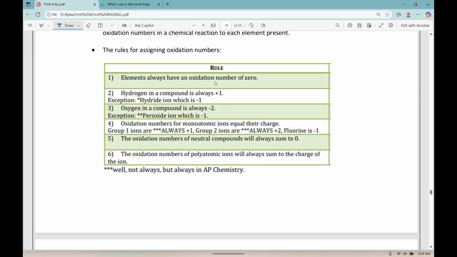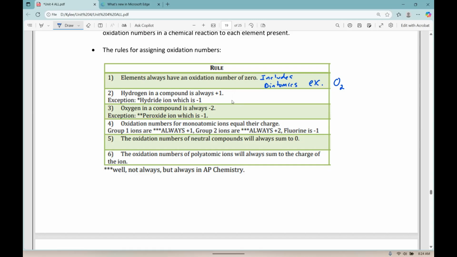Elements will always have an oxidation number of 0. And this includes when they're in their natural state. That's why zinc with no ionic charge would be 0. And this also includes our diatomics. So for example, oxygen gas is O2, and that is its normal state that oxygen exists, so it would also have an oxidation number of 0.